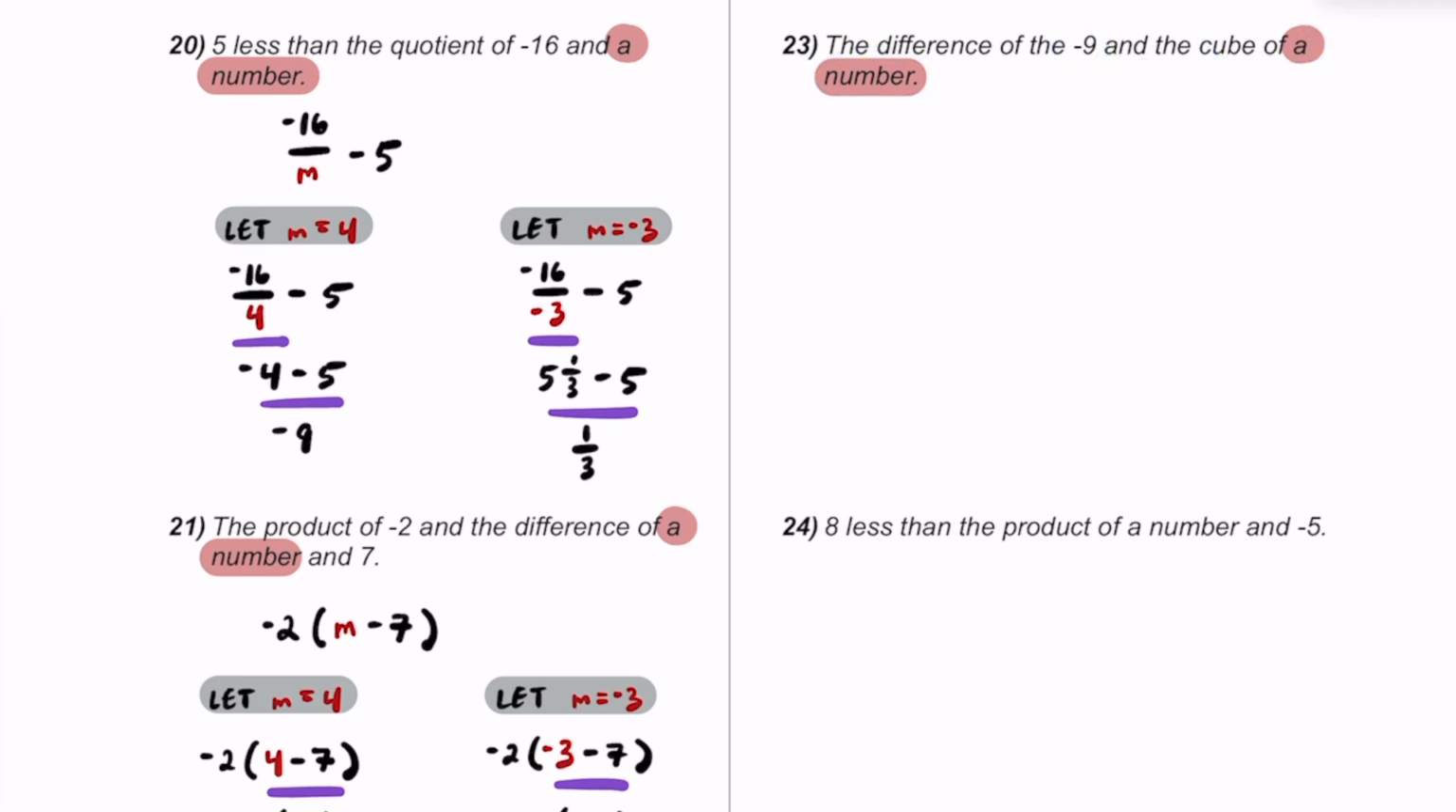So let's go ahead and write negative 9 minus, and how do you cube a number? If you cube a number, that's going to be m in this case raised to the third power, whatever that number is going to be. So this right here would be our expression.